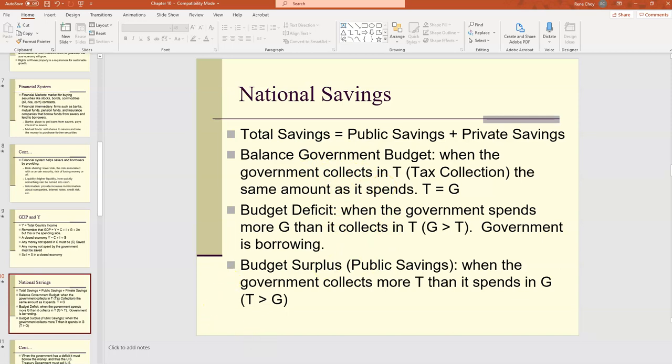Now, the government, remember, doesn't sell anything. So basically, the way they make money is by collecting taxes. If the amount of tax collection by the government is the same as the amount of government spending, then the government is running on a balanced budget. If the government is running on a budget deficit, it basically means that the level of government spending is greater than the amount of taxation. If the government is running on a budget surplus, then the amount of taxation is greater than the amount of government spending.